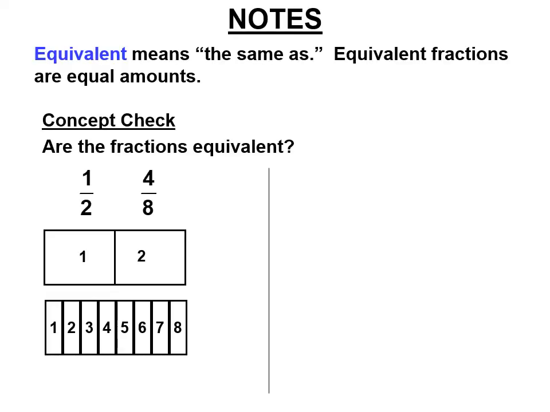Okay, so we're going to do a little shading ourselves. So we're going to shade this, just like we did. And so 1/2, it'd be 1 out of 2. For 4/8, it is 4 out of 8. Do we have the exact same amount of blue? Then we can write an equal sign. And an equal sign means things are the same amount.